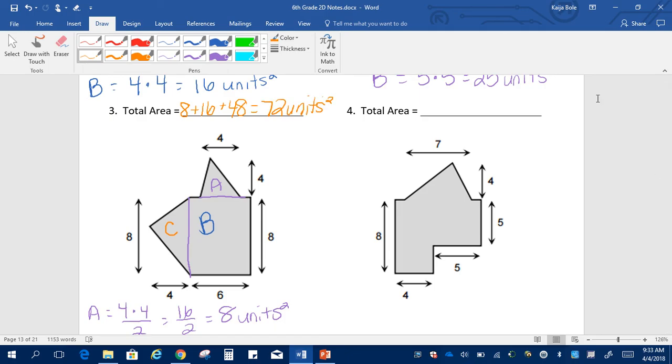Alright, number 4 here, I want you to try this one on your own. I'll break up the shapes for you here. We do have a triangle, a bigger rectangle, and then a square. Go ahead, try that one on your own, and then we will go over the answers together in class.